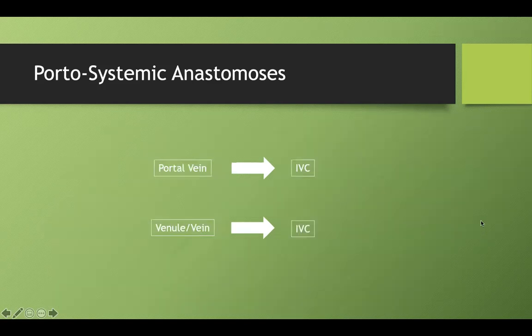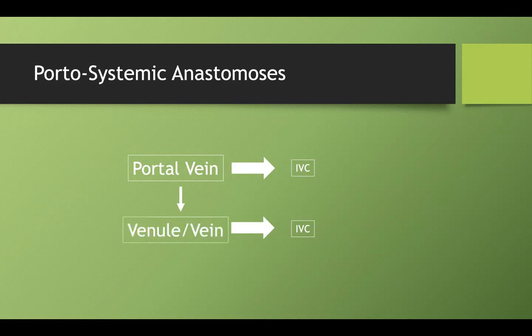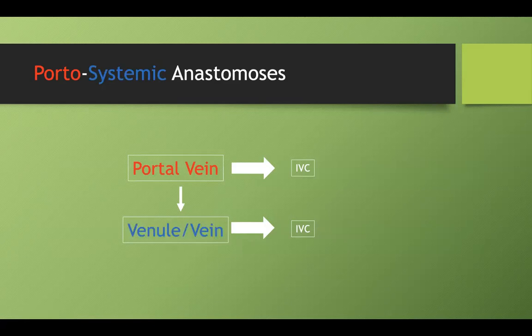So what I'm going to do now is simplify this. Our portal vein ultimately drains into our IVC, and all of our other systemic venules and veins also drain into the IVC. Sometimes in a few different regions of our body, we actually have connections between these two systems. And so in those settings, if you have an enlarged portal vein, like in portal hypertension, it can transmit some of that congestion to your systemic circulation. And that's why it's called a portosystemic anastomosis.